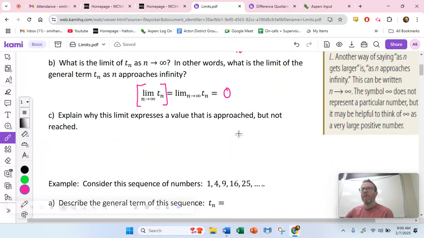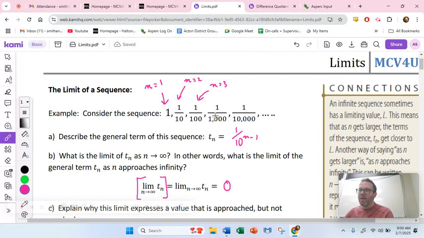In this case, why is this limit expressed as a value that is approached but not reached? Will we ever have a term in this sequence that is actually 0? Andrew, you're shaking your head. Why not? Because as the number gets bigger, the value is just going to get smaller. It's not going to get to 0 ever.